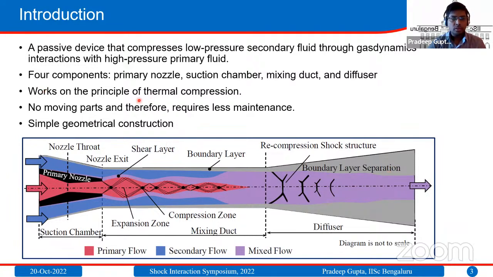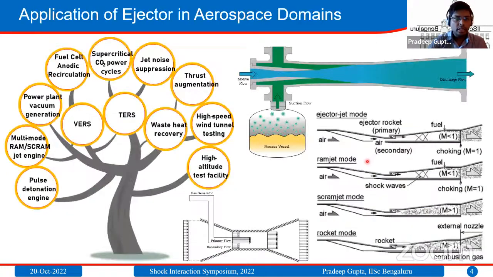So this ejector works on the principle of thermal compression, meaning it does not require any mechanical power to produce the compression effect. It does not consist of any moving part, and hence requires less maintenance. And also we have a very simple geometry, like this varying area duct. Owing to these advantages, ejectors have been utilized in various aerospace and energy applications.